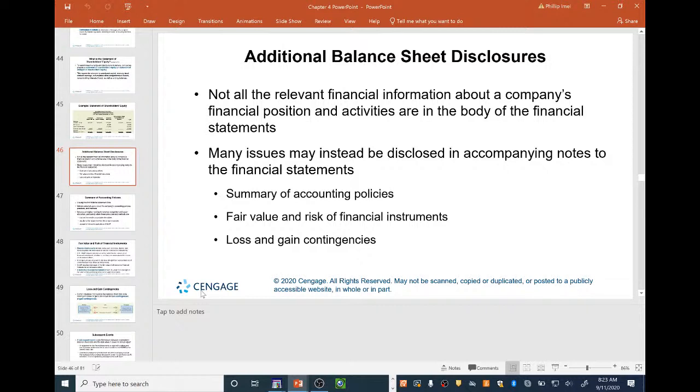Loss and gain contingencies. What would be an example of something like that we should disclose in the notes for, let's say, a loss contingency? Maybe a lawsuit, if we're in litigation. Maybe the company's being sued. We should probably let our readers be aware of that, right?